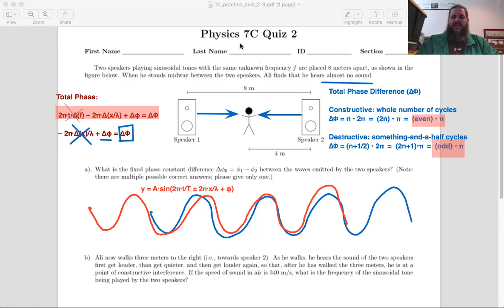Any other questions on that? So if this guy is hearing destructive interference in the middle, what does that tell you about the difference in total phase? It's an odd multiple of pi. Yeah. Delta total phase, the difference in total phase, has to be an odd multiple of pi because they have to cancel out.